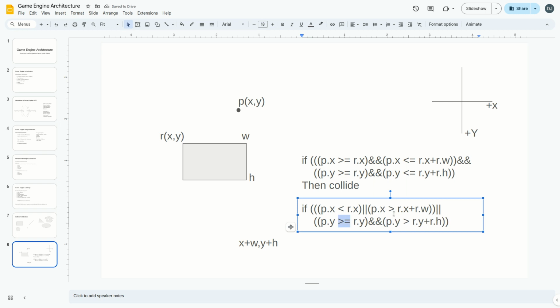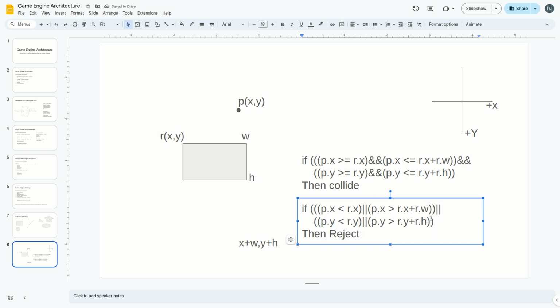And so now the question becomes, if my x position is less than my left side, reject. Or if my position is greater than my right side, reject. Or, and this is also an or, my position is less than my top or greater than my bottom. And then what we do is reject.